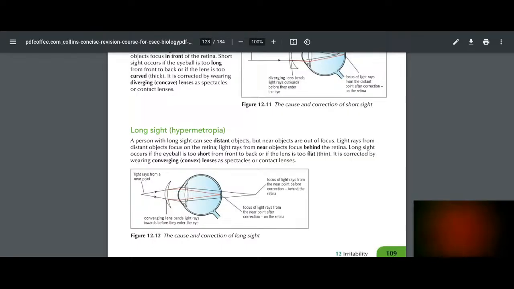So while myopia can be corrected by wearing diverging concave lenses, hypermetropia can be corrected by wearing converging convex lenses.